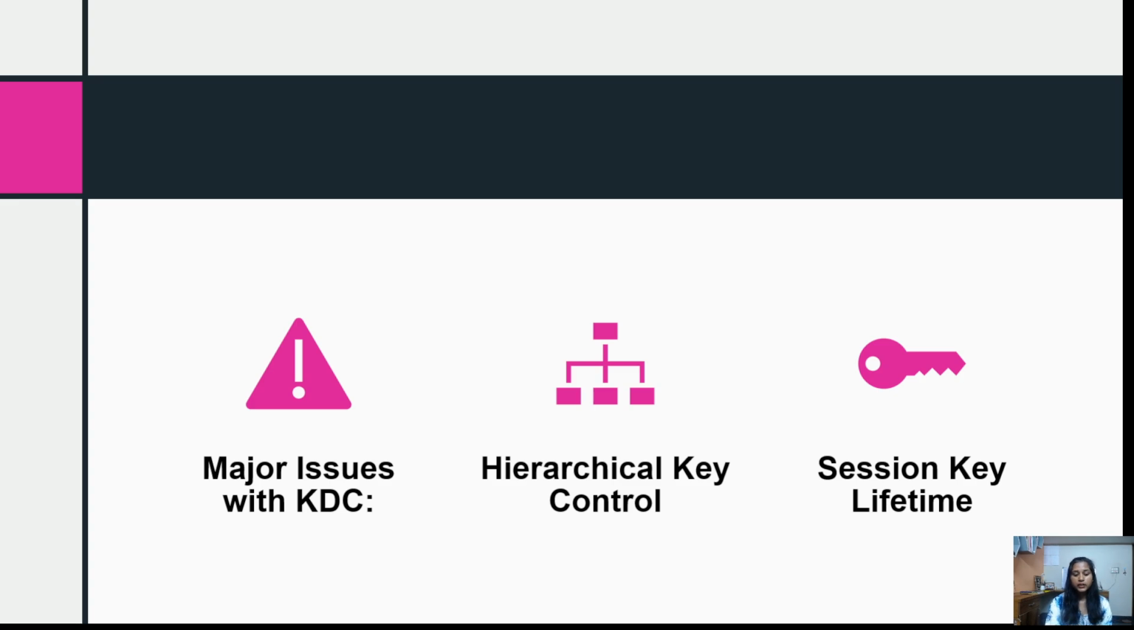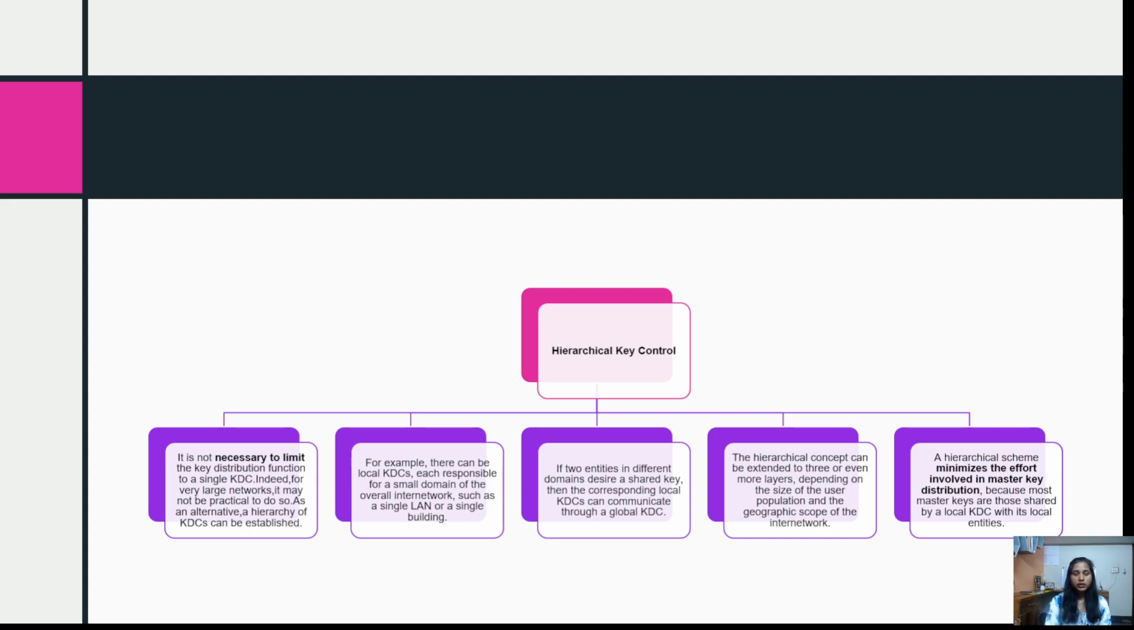Let's see what the major issues with the key distribution scenario are. When we think about key distribution, we have two major issues. One is hierarchical key control and the other one is session key lifetime. So what is hierarchical key control? It is not necessary to limit the key distribution function to a single KDC. Indeed, this is a very bad choice if we have multiple networks or a very large network with many users. As an alternative, a hierarchy of KDCs can be established. For example, there can be local KDCs, each responsible for a small domain such as a single LAN or a building.